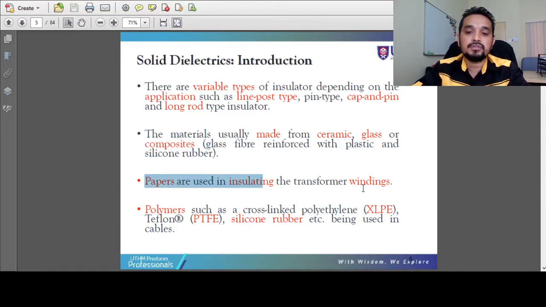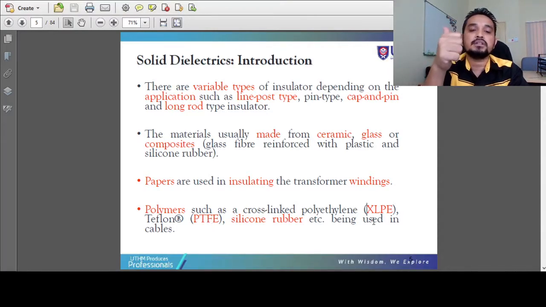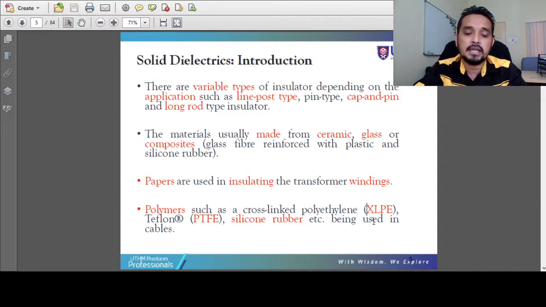Paper insulator we use in transformer winding, and we also use solid dielectric in the cable. In the cable, the most popular material is polyethylene, which is XLPE, Teflon TFE, and silicon rubber. So we have the function of the solid dielectric for the purpose of insulators, cables and transformers. These are the most common applications that use solid dielectric.